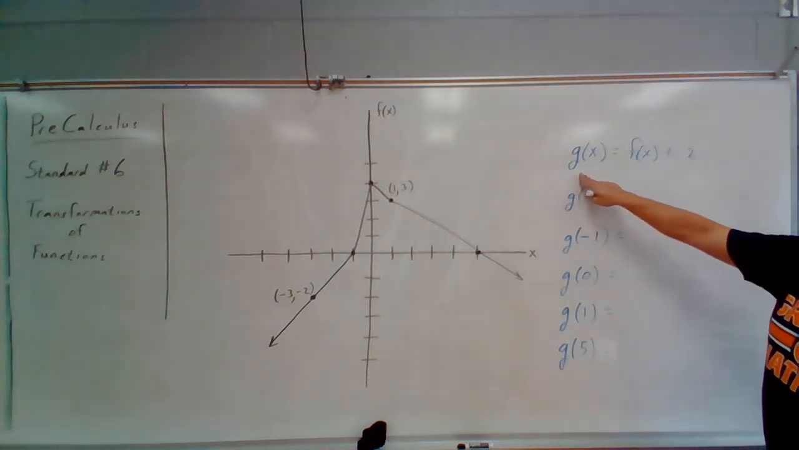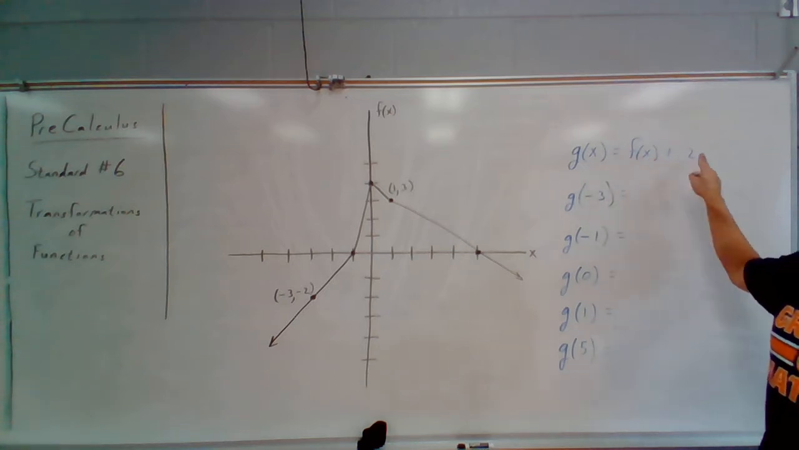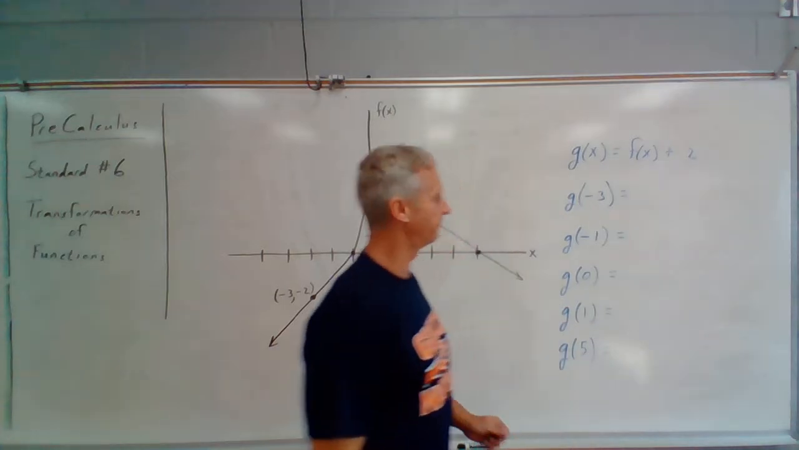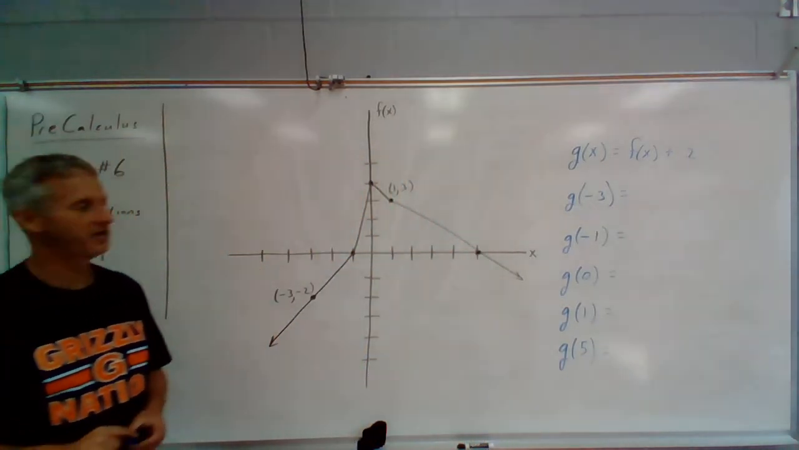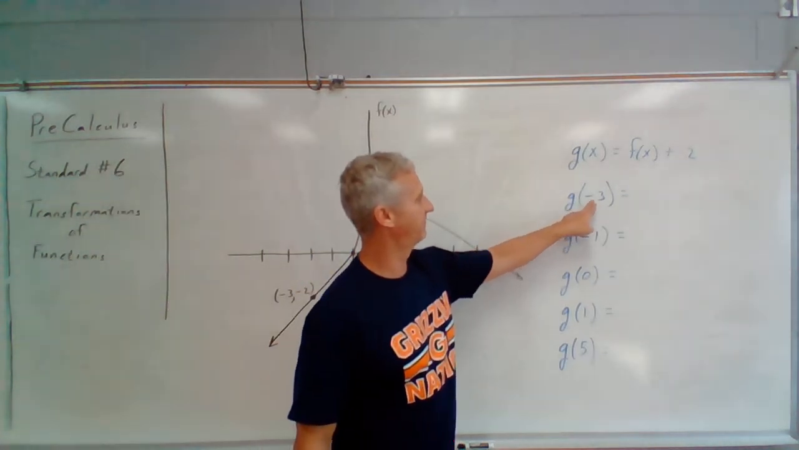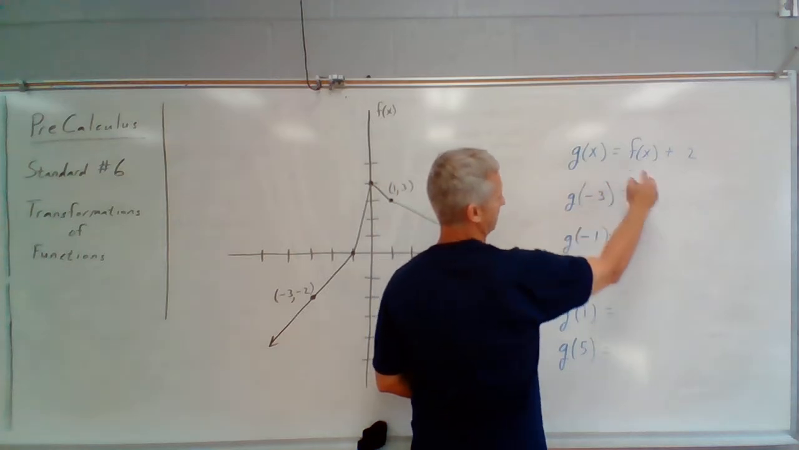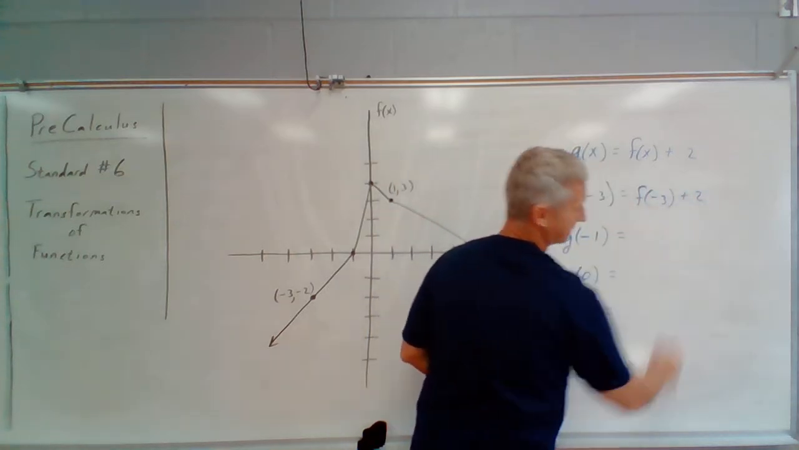Okay, so our new function g, or the blue function, is going to be the original function plus 2. So f of x plus 2. All right, so let's see if we can graph this new function g, graph the blue function. So g of -3 should be f of -3 plus 2.